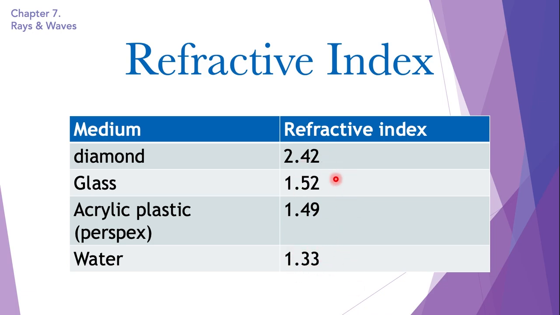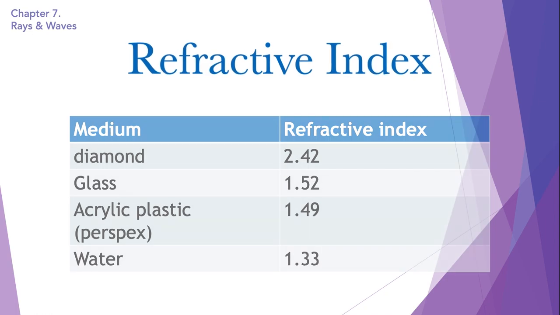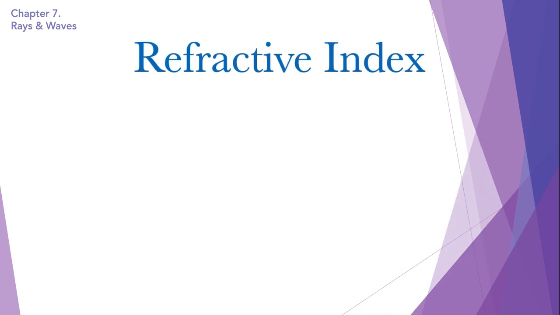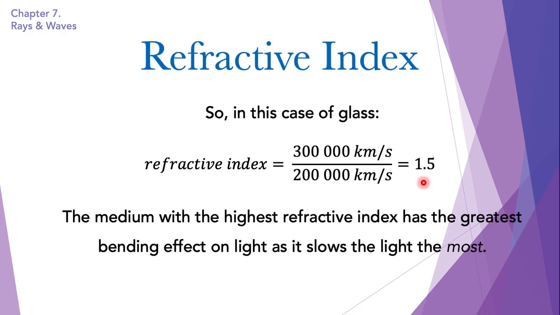These figures are based on more accurate values of the speed of light than those used here. This is how you find the refractive index of a material. The refractive index is basically how much a medium bends light or slows it down. So the medium with the highest refractive index has the greatest bending effect on light, as it slows the light the most. So this is what refractive index is.